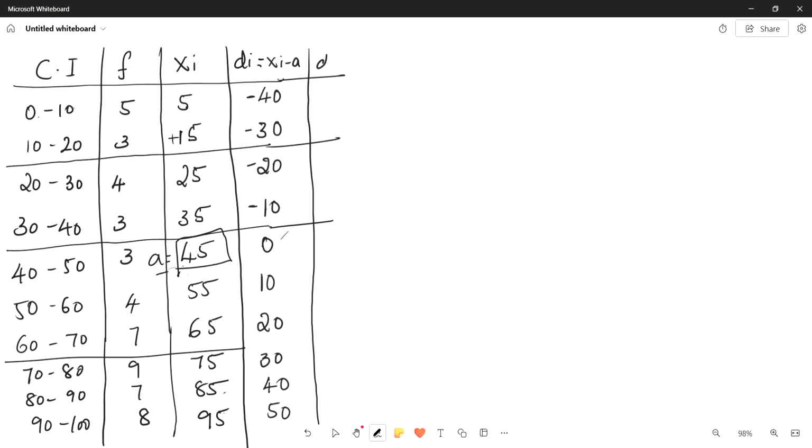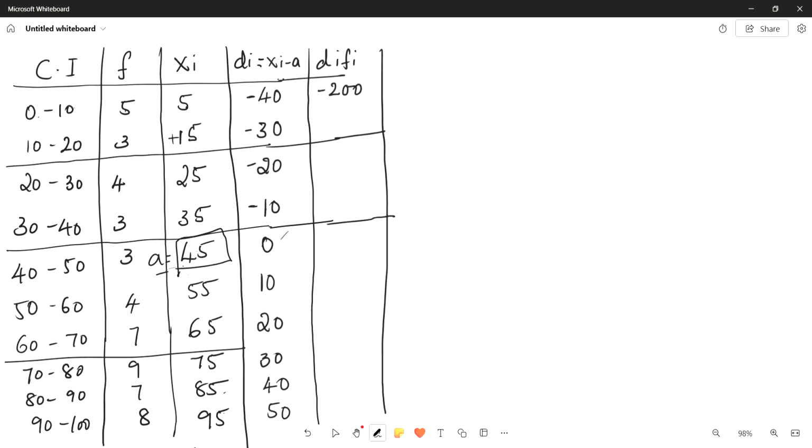Next is di into fi. Earlier what we used to do was fi into xi, no? Now we are doing di into fi. Here the di value is less when compared to xi, right? It will be easier to multiply. di into fi will be how much? 5 into 40, so it is minus 200.